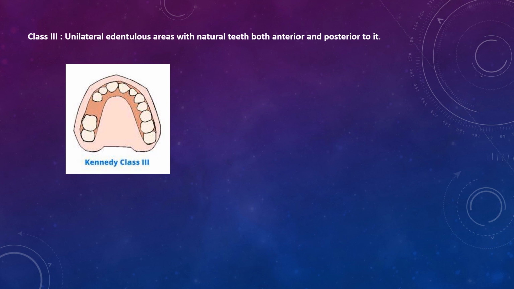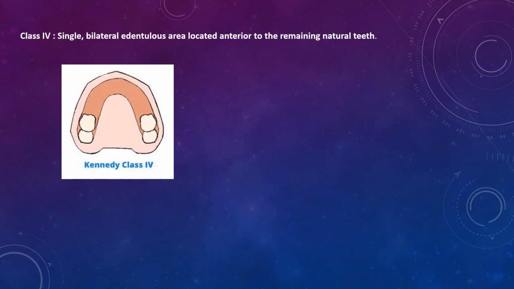Kennedy's Class 3 states that there is a unilateral edentulous area with natural teeth both anterior and posterior to it. In this diagram, you can see that there is a unilateral edentulous area having natural teeth both anterior and posterior to it. Kennedy's Class 4 states that there is a single bilateral edentulous area located anterior to the remaining natural teeth. That means a single edentulous area is present in the anterior region, and on both sides of the edentulous area, natural teeth are present posteriorly.